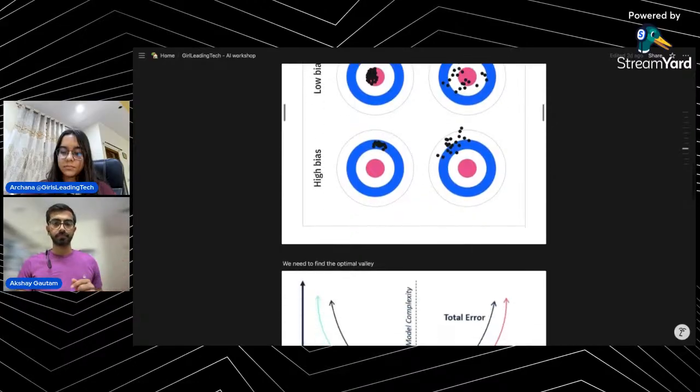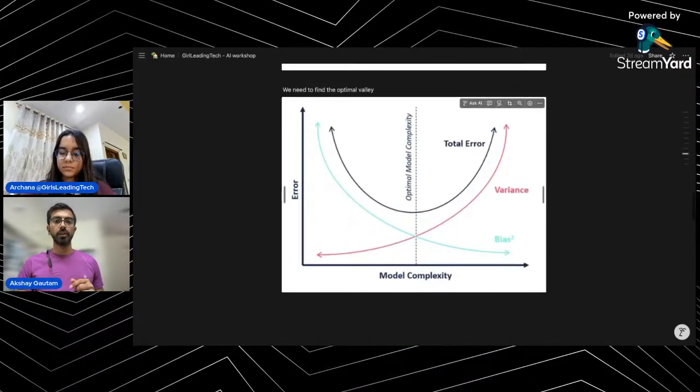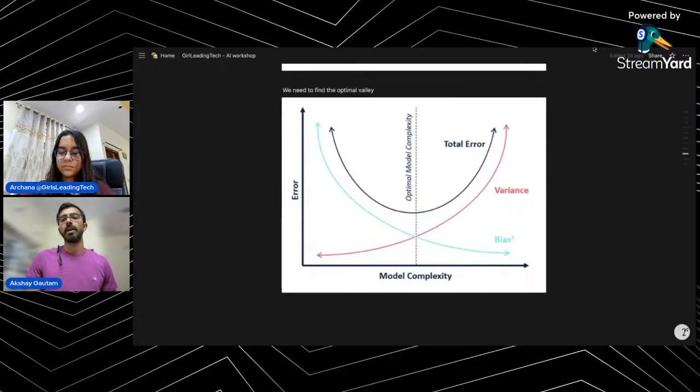And to do that, this is how we deal with the trade-off. So this is called the optimal valley. This image I just picked off the internet. I don't know where it comes from, so I don't know if it's copyrighted, but anyways, this is called the optimal valley. You plot the bias squared and you plot the variance, and you find this plot, which is total error.